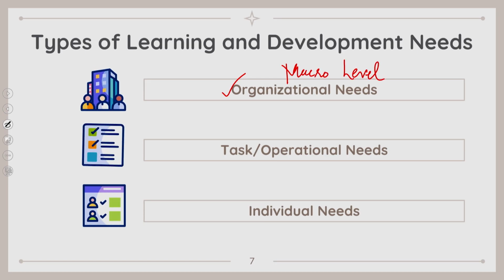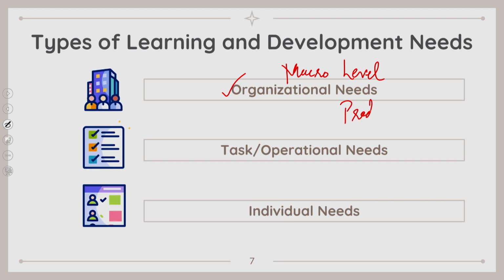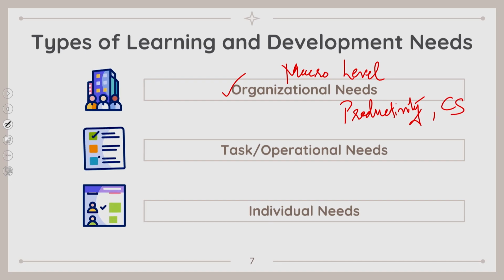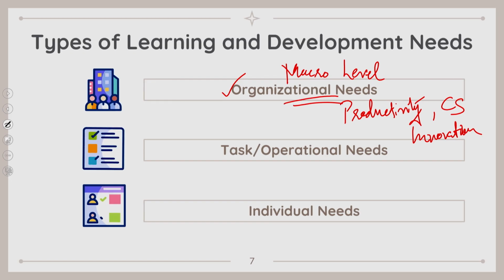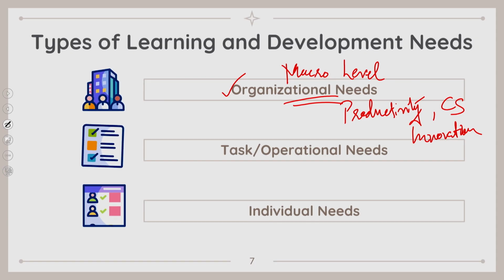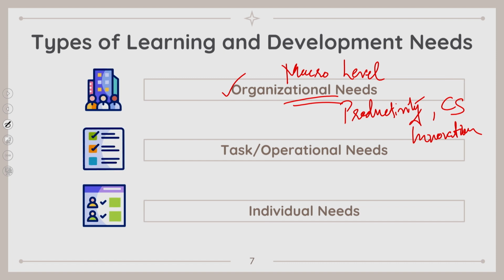They address issues at a macro level, maybe improving productivity could be one aspect, or enhancing customer satisfaction could be another aspect, or fostering innovation could be yet another aspect when you talk about organizational needs. So, let us take an example. A manufacturing company may identify the need to adopt new technologies to remain competitive, requiring workforce upskilling.